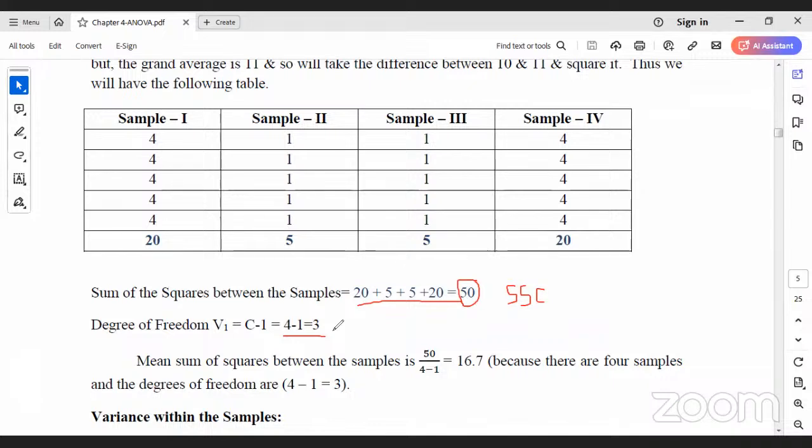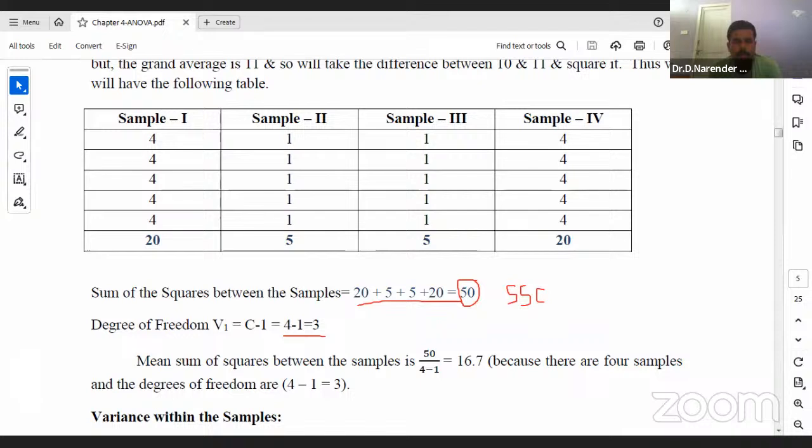Sir, can you tell me once again how 4 and 1, 1, 4 comes? Sample 1, sample 2. Okay, okay. Once I will repeat, wait.